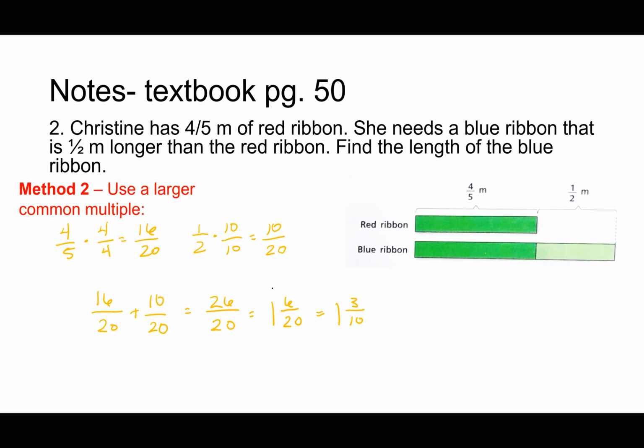All right, so the blue ribbon is still 1 3/10 of a meter long. So method 2 is just use a larger common multiple. Either one of those is fine, but you're always going to simplify in the end.